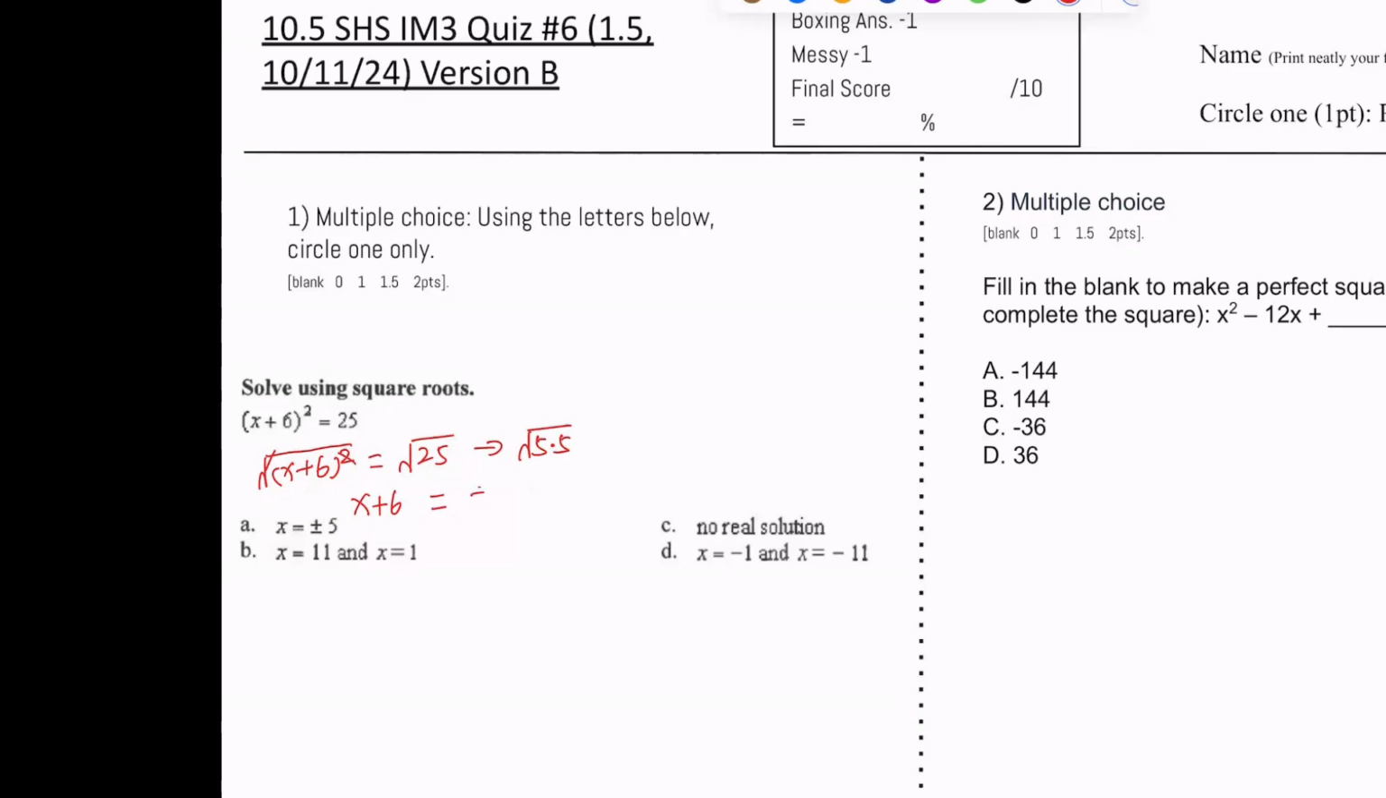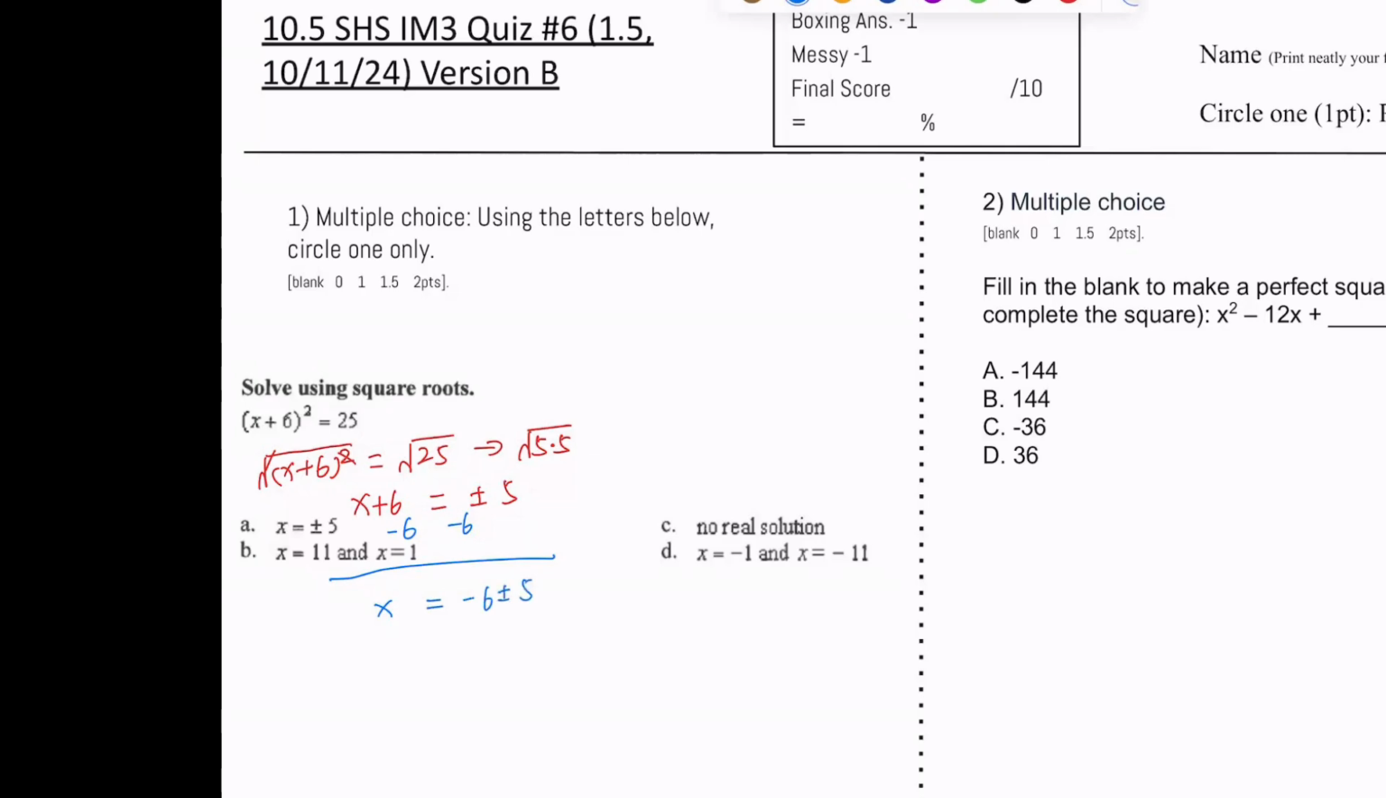But remember, there's a plus minus sign, plus or minus 5. And then since this is x plus 6, we want to isolate the x, right? So we need to minus 6 on both sides. Okay, remember this minus 6 should go before the plus minus sign, okay? So now we get x is equal to minus 6 plus or minus 5.